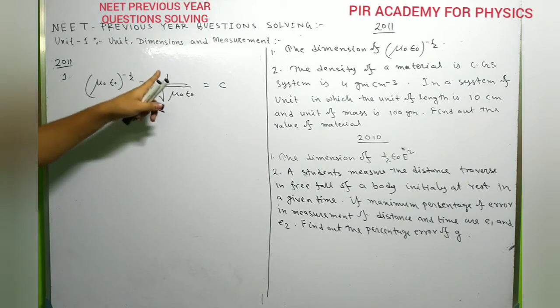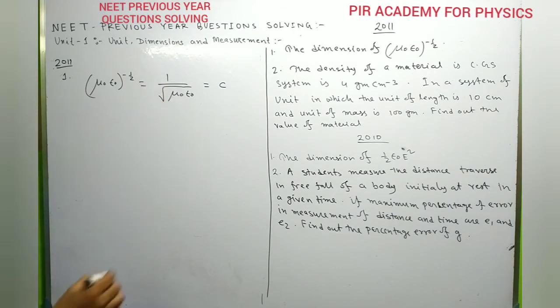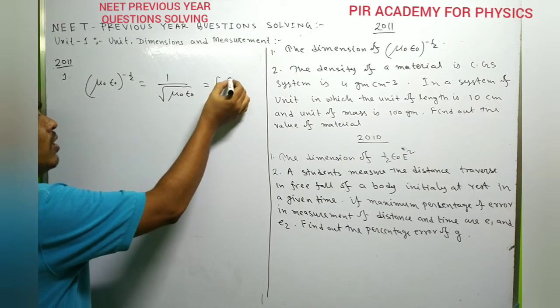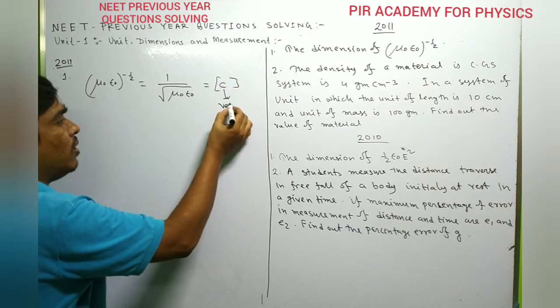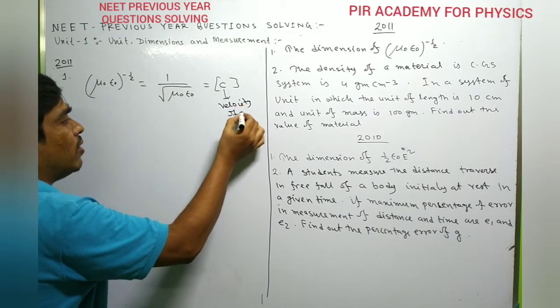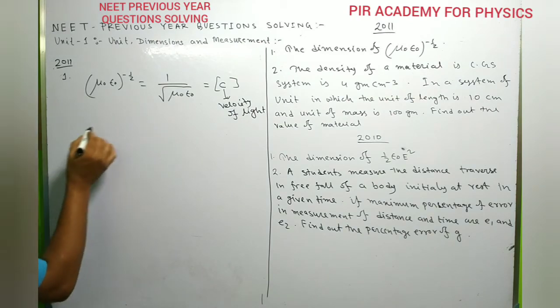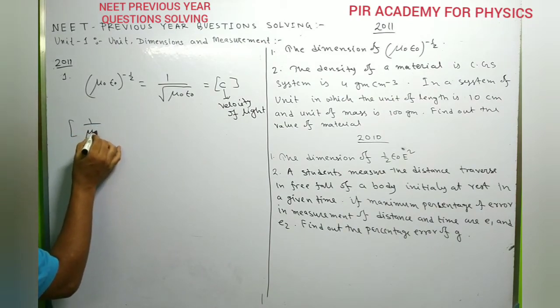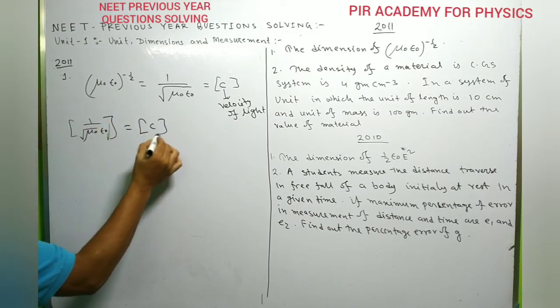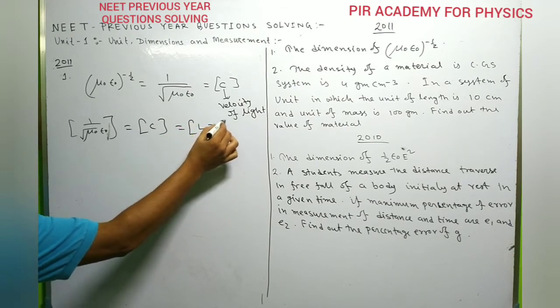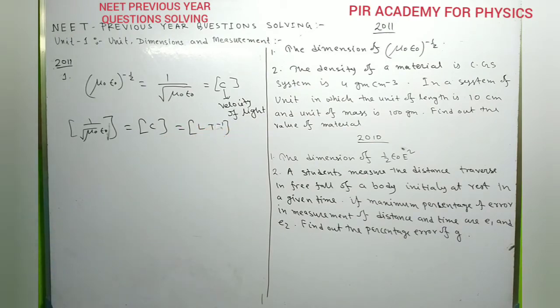That means 1 by root over mu 0 epsilon 0 is equal to the velocity of light. So the dimension of 1 by root over mu 0 epsilon 0 will be the dimension of C. That means it will be L T to the power minus 1. So the dimension of mu 0 epsilon 0 whole to the power minus half is L T to the power minus 1. Now number 2.